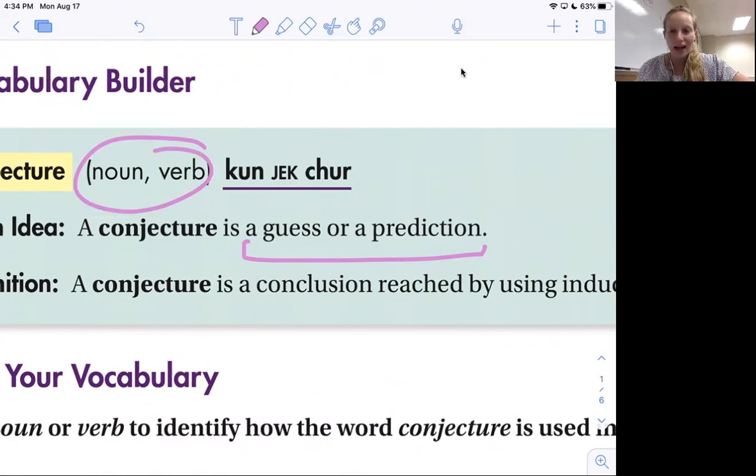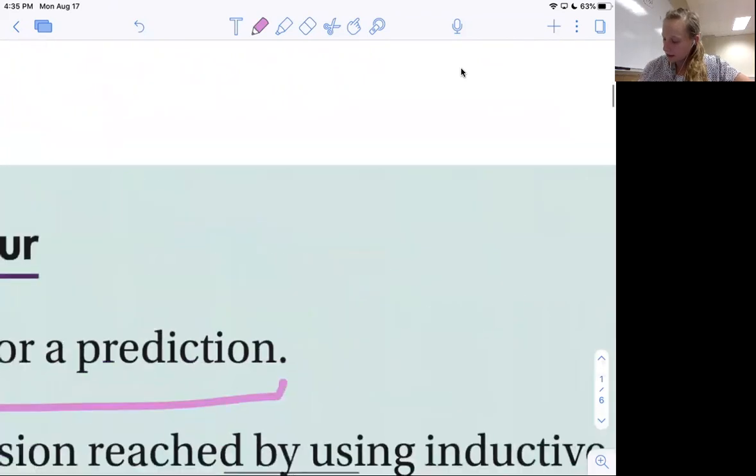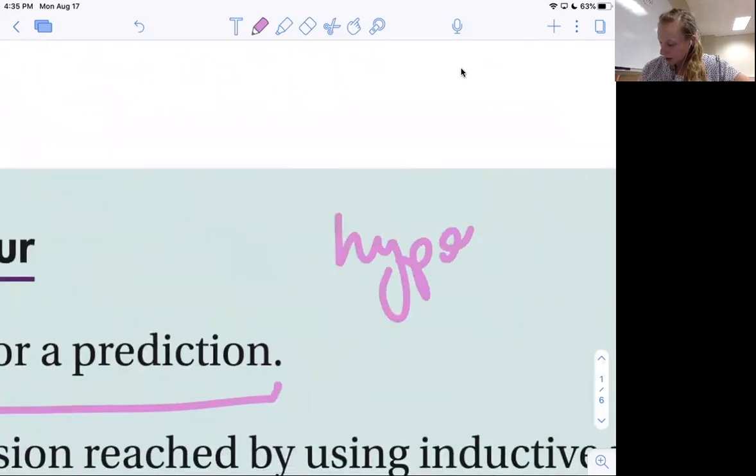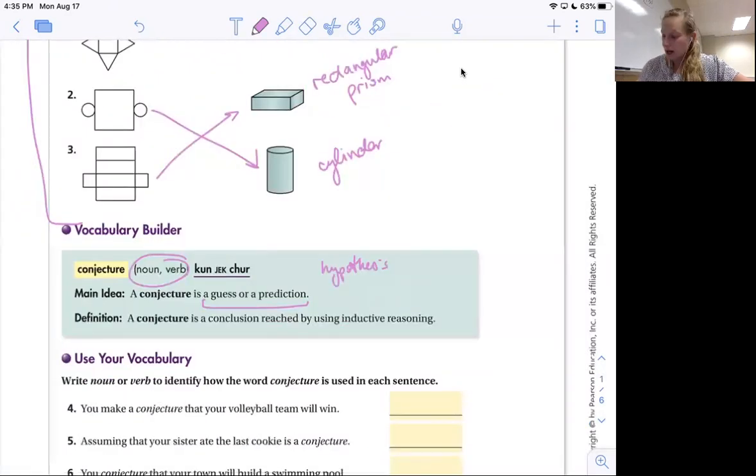Now we have many words for guess or prediction. What's the word we use in science for guess and prediction? Hypothesis. So we just use the word conjecture in math. They both mean the same, hypothesis, conjecture. They're just what we use in different disciplines to talk about guesses or predictions. It's also, by definition, a conclusion reached by inductive reasoning. So it's what we do to guess.